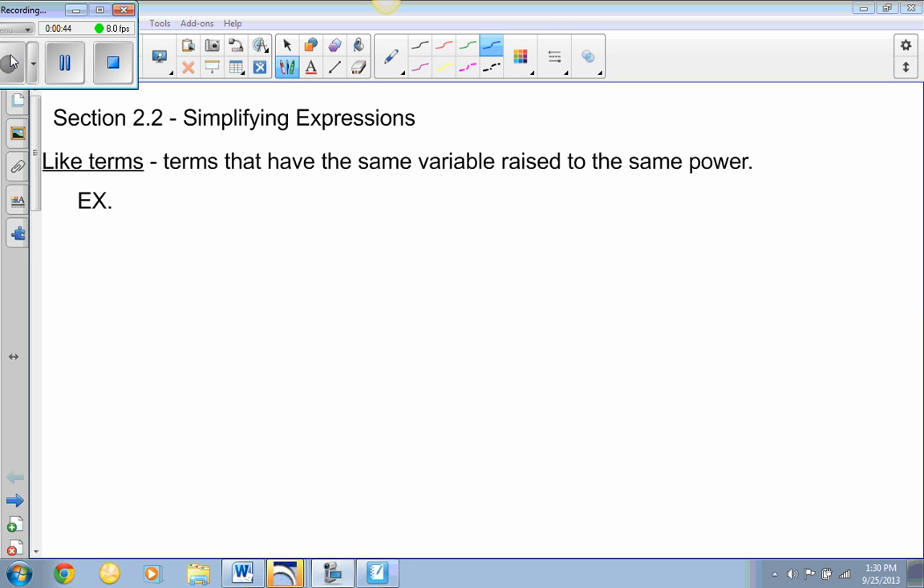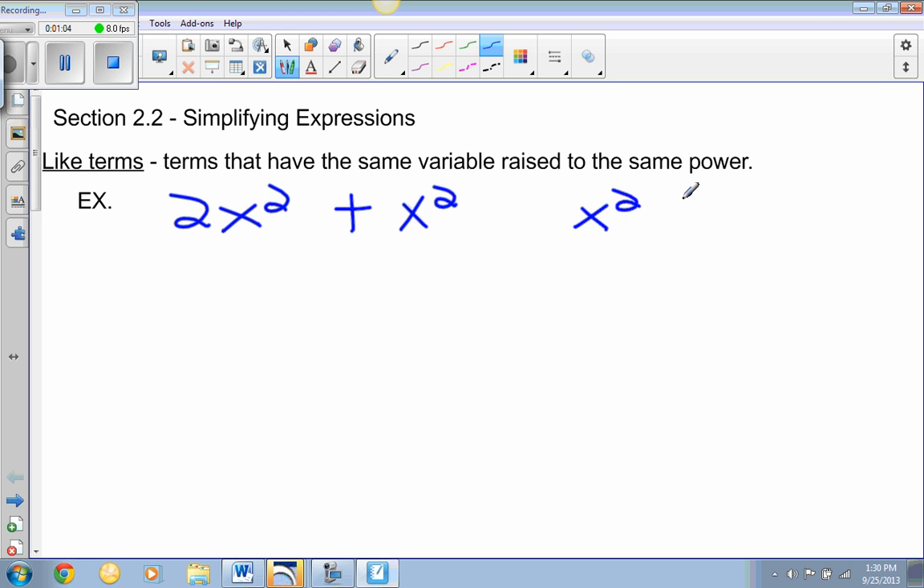So an example of that would be 2x squared and x squared. Those are the same. They both have an x and they both have a 2. If I tried to combine an x squared and an x, that is not possible. This one has a power of 2. This one has a power of 1. You can't combine those. Okay? But you can combine these.